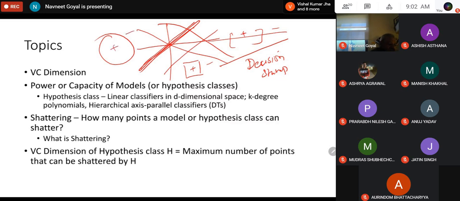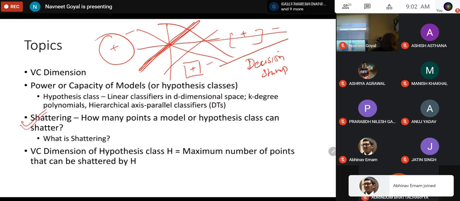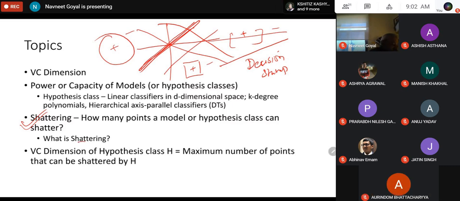So we'll try to figure out what is the capacity of these families of models. For that, we need to understand a concept called shattering: how many points a model can shatter. And then we have the concept of VC dimension, which is the maximum number of points that can be shattered by H, that is the hypothesis class H. This H could be anything, so we can define it based on what we are trying to do.